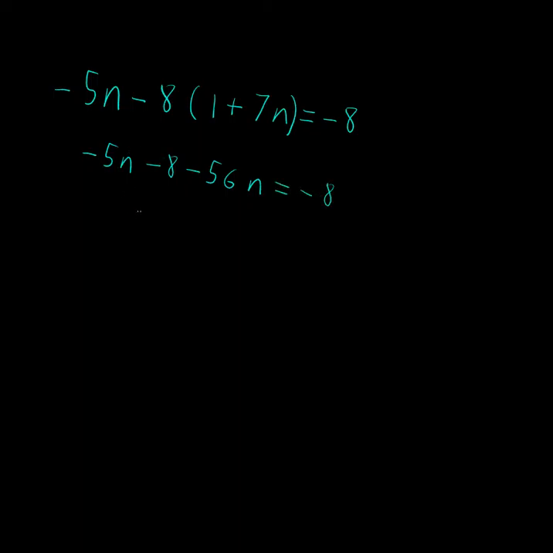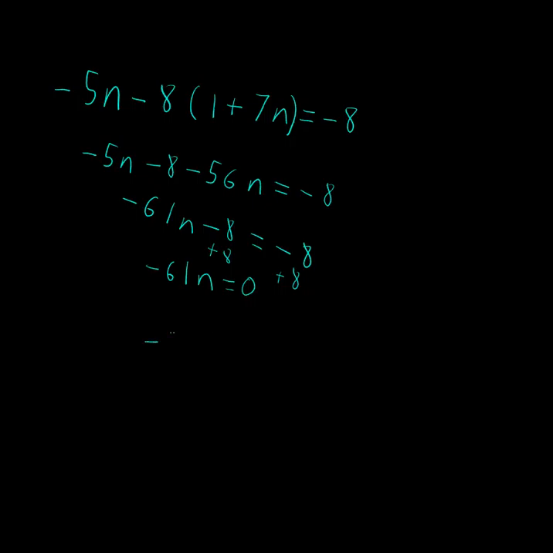Now we can combine our like terms. So we're left with negative 61n minus 8 equals negative 8. Okay, so now we will be using the additive property of equivalence to rewrite this equation as following. Negative 61n minus 8, so we would be adding 8 to both sides, just to clarify. And so negative 8 plus 8 is 0, negative 8 plus 8 is 0, and so we get negative 61n equals 0.